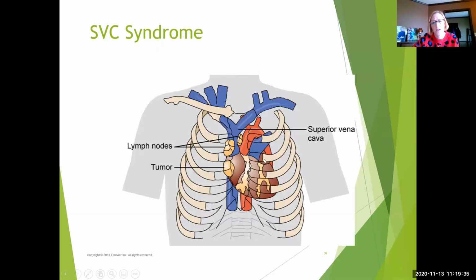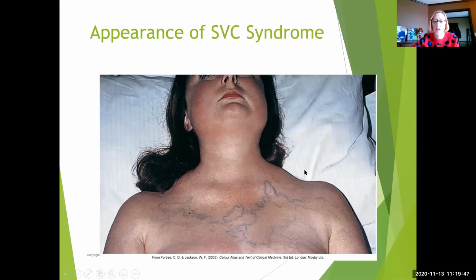So here's an example of something you might see in SVC syndrome, where tumors are developing around the SVC, causing the SVC syndrome. And then that is just a picture of what it can manifest as well.